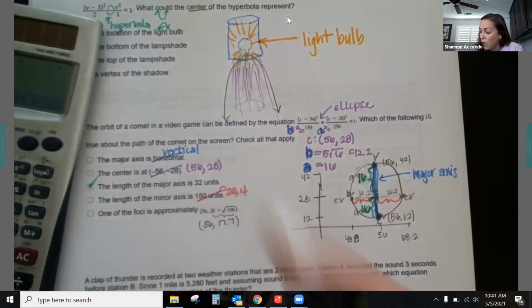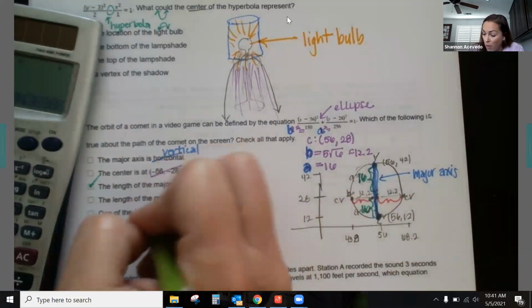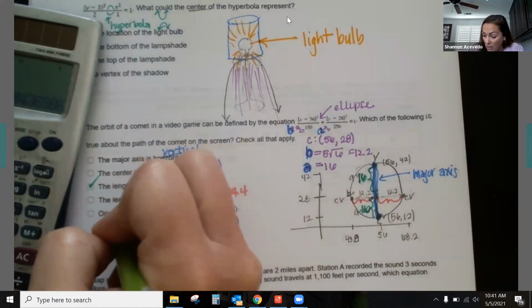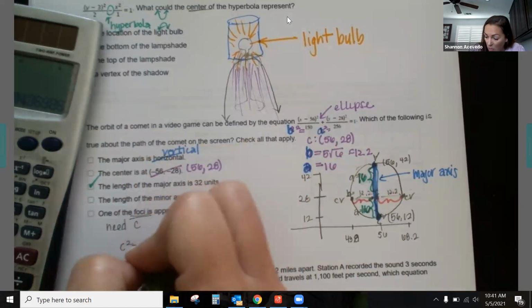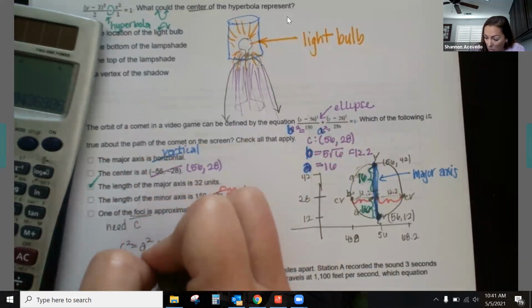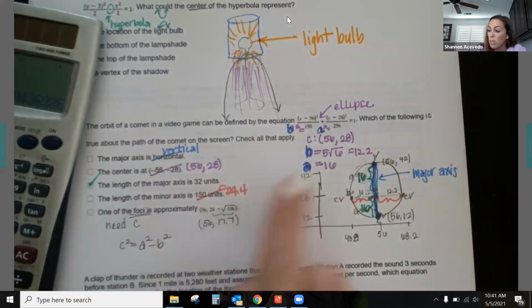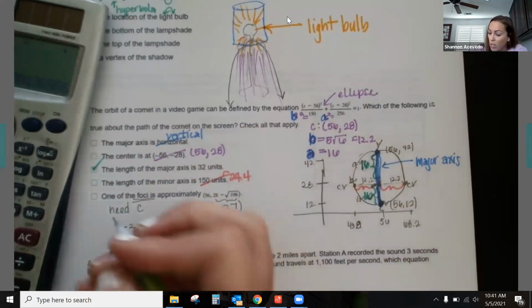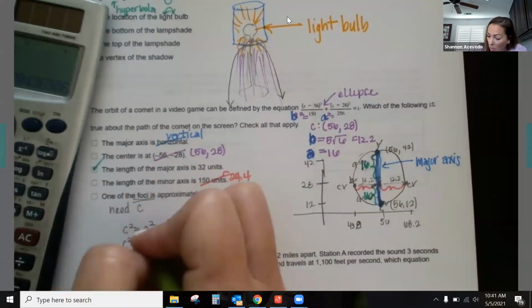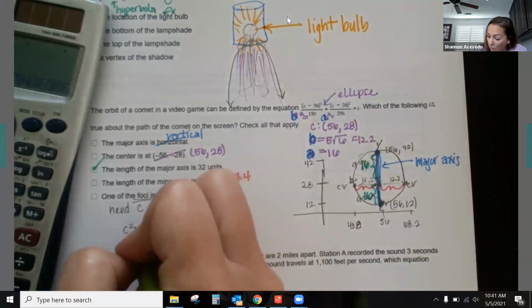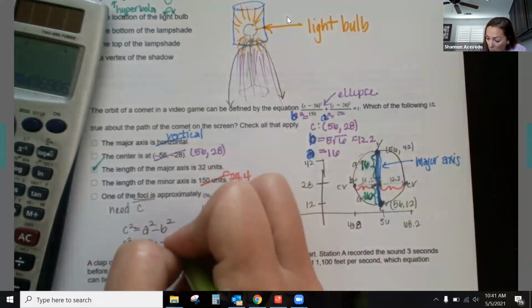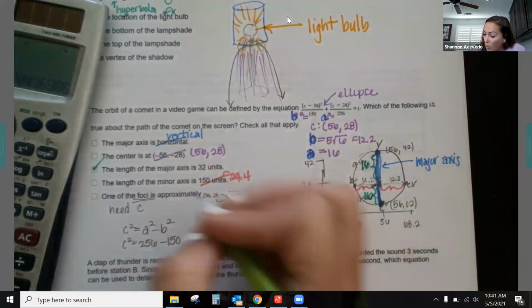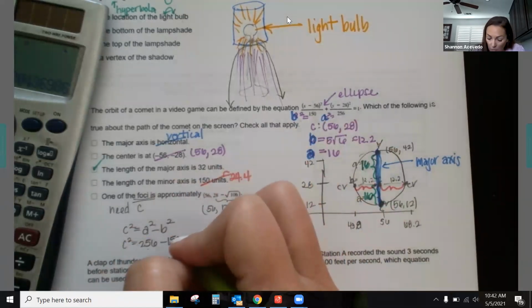So here's what I need to figure out then. If I'm talking about my foci, I need to know what C is. Because I have an ellipse, C squared is equal to A squared minus B squared. This is where I know the bigger one has to be first. So C squared is going to equal my A squared, 256, minus my B squared, 150. So my C squared is going to be 256 minus 150.